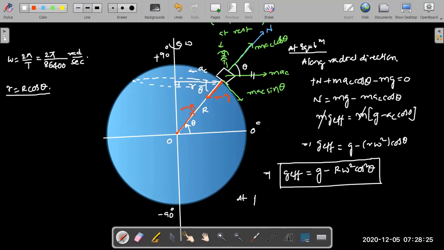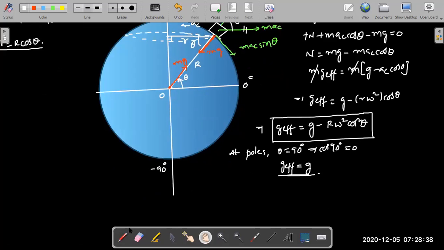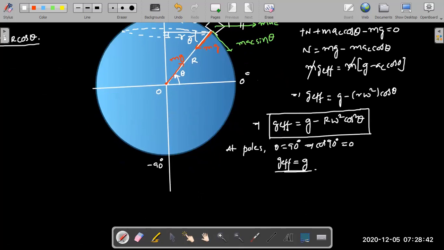Cos 90 will be 0. So G effective will be equal to G. Understood? In fact, if you want, you can call it G naught also, but let's say it's G.